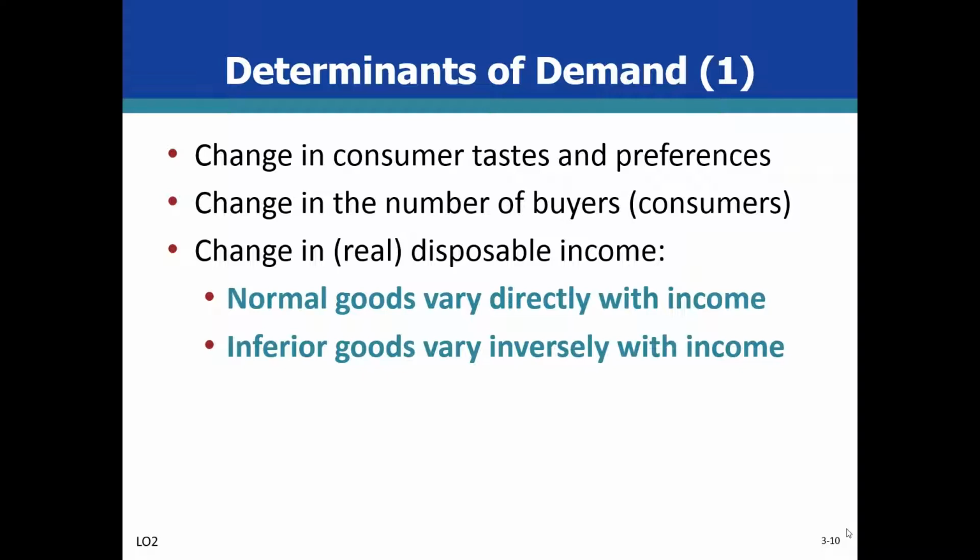Demand for inferior goods, like hamburger helper, used clothing, and retread tires, varies inversely with income. An increase in income will lessen the demand for an inferior good. For example, the demand for charcoal grills could decline as wealthier consumers switch to gas grills. So inferior goods vary inversely with income.